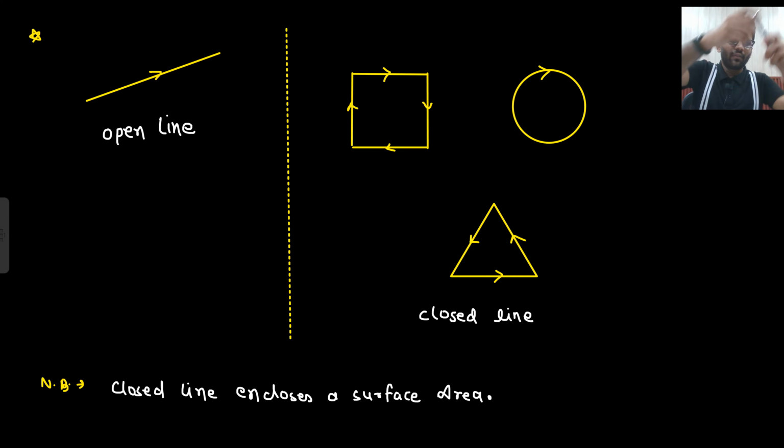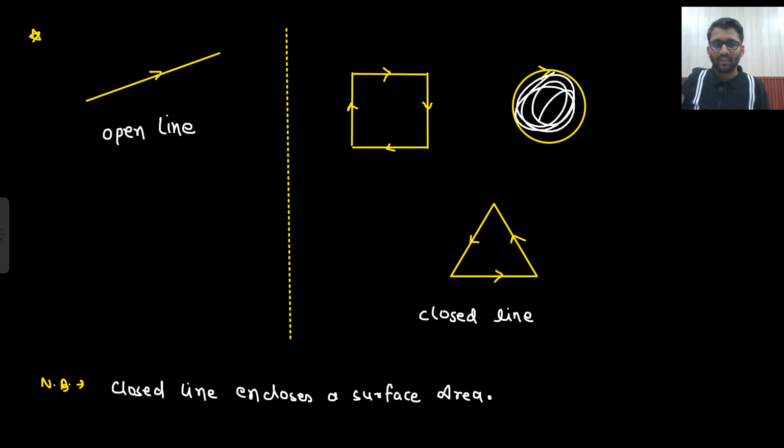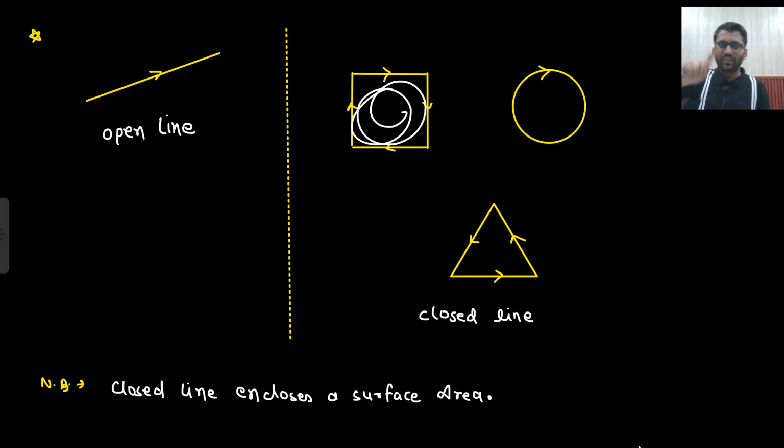Are you getting this point? 1, 2, 3. There is nothing in between. This is the important thing here. Okay. So the closed line will enclose a surface area. This surface area it is enclosing. There is nothing in between, but at least this much air it is enclosing, no? This closed line is enclosing this much of air. There is no material here, but it is enclosing this much of air.